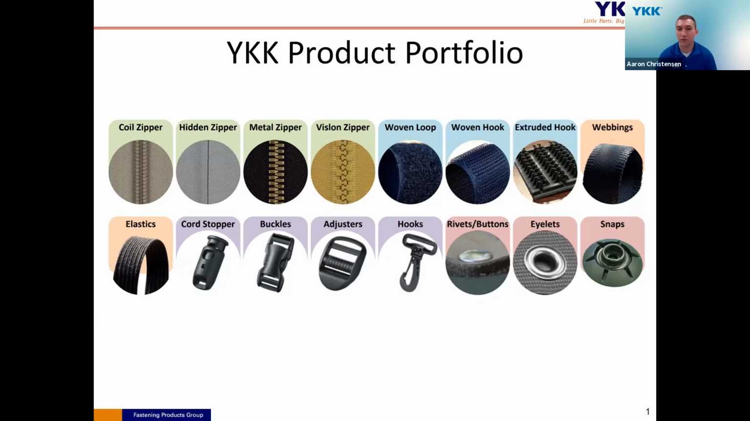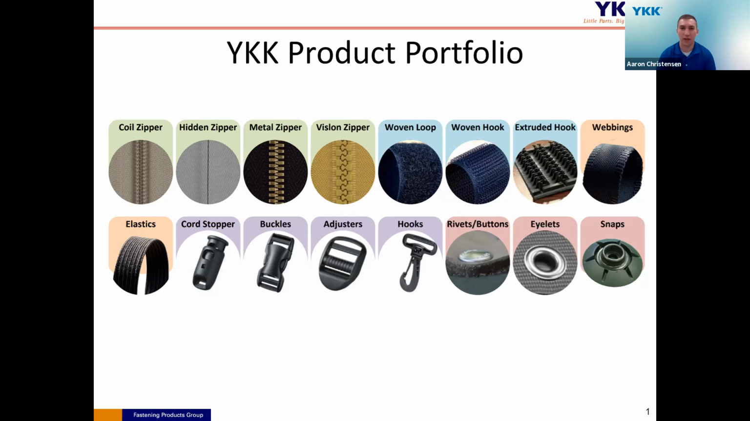You may or may not know that we also participate in a number of other industries. Among them, hook and loop. We do woven loop, we do woven hook, we also do extruded hook. We also have a whole factory dedicated to webbing weaving, and they also do elastics. We also have a factory dedicated to plastic notions. So this is a lot of injected molded parts, things like cord stoppers, buckles, adjusters, hooks, things of that nature. And again, we have another factory dedicated to snap and button fasteners. That includes things like rivets, buttons, eyelets, and snaps.